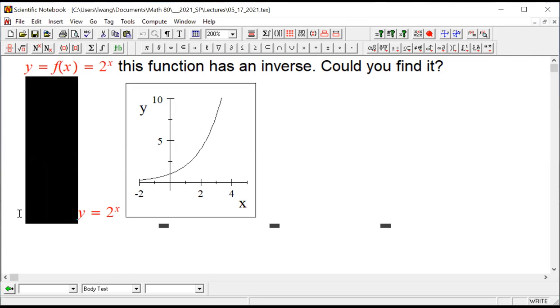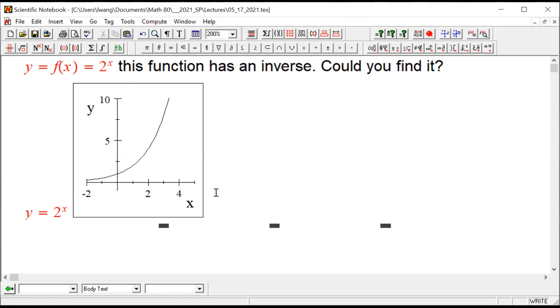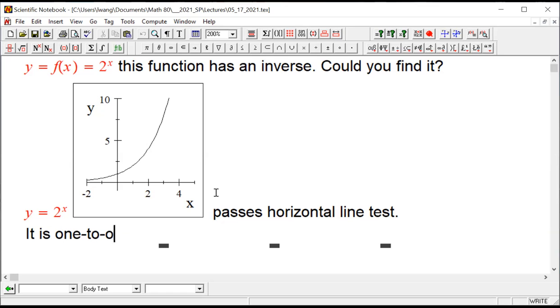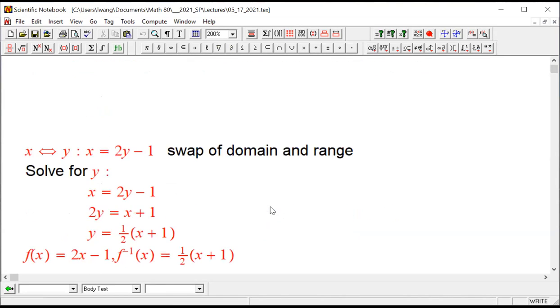So it passes the horizontal line test. It is one-to-one. Thus, it has an inverse. How many? It has a unique inverse. And instead of calling it g, we're going to call it f inverse. We're going to find it.